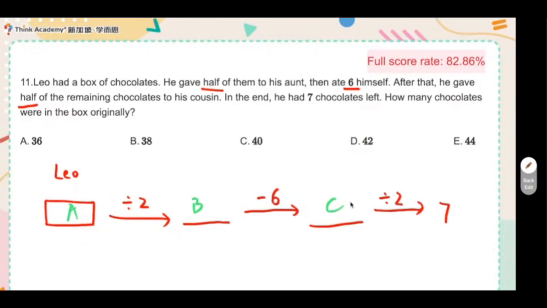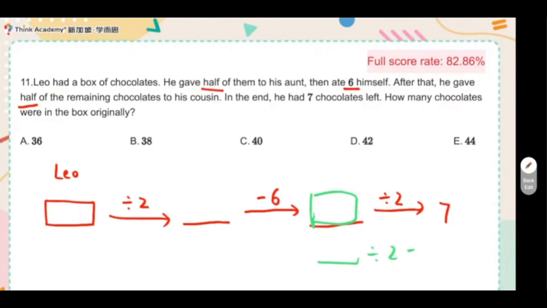We need to start with which blank? Yeah, we need to start with C, right? Because you can see if we start from A, then we get so many unknown blanks, unknown information. So we need to start with C. So we think about what number after we divide it by 2 gives us 7.